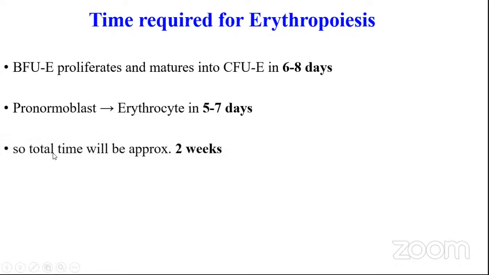So total time is approximately 2 weeks. For erythropoiesis, from the stem cells to the mature erythrocyte, it requires 2 weeks of time. So whenever you are treating anemias, you require minimum this time, 2 weeks, to do a peripheral smear and count the reticulocytes or anything, whatever you want to do. So that is the minimum time that you should give for the lab investigation to confirm whether the number of the RBCs are increasing or not. So 2 weeks is the total time.